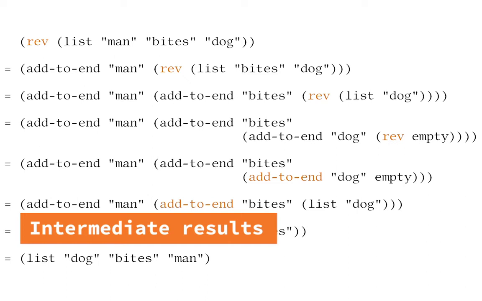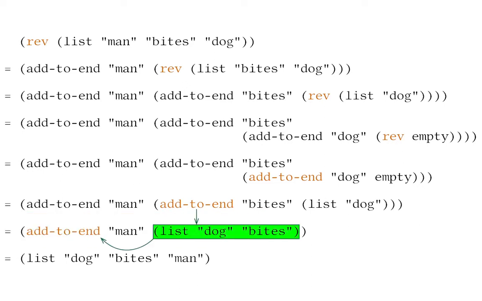Another way to understand why ref is slow is that it constructs intermediate results like dot bytes that are not part of the final result dot bytes man. That's right, I just said that the list dot bytes is not part of the list dot bytes man. Do you see why? Intermediate results like dot bytes are produced by one call to add to end only to be immediately consumed by the next call to add to end.